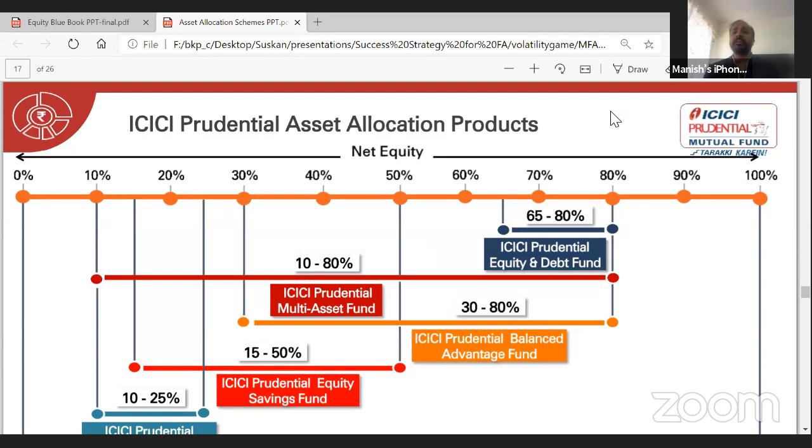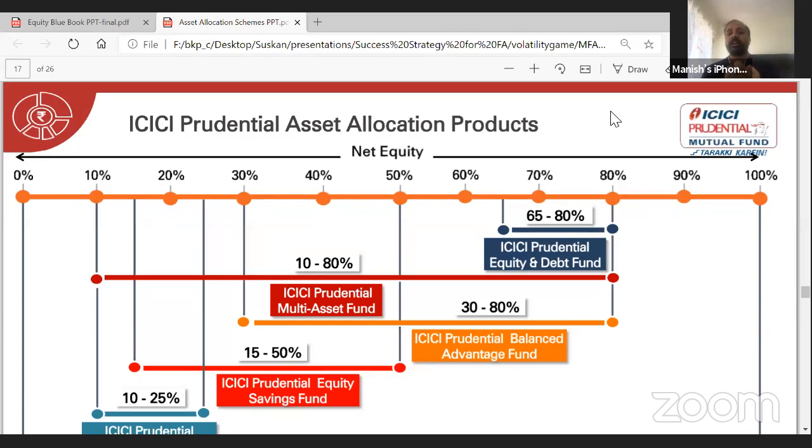Similarly, we have a second option. If there is an investor who says, "No, I don't want to take this much aggressive," and I want to come one step down, then there is another product one step down, which is ICICI Prudential Multi Asset Fund, whose range, if you look, can be huge, 10 to 80%. It can play in between.